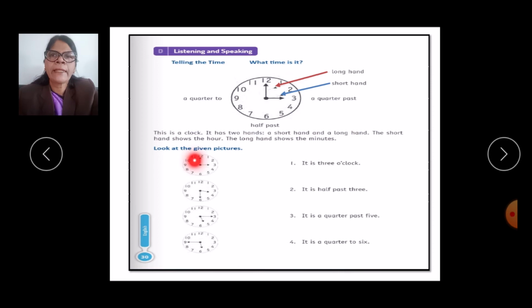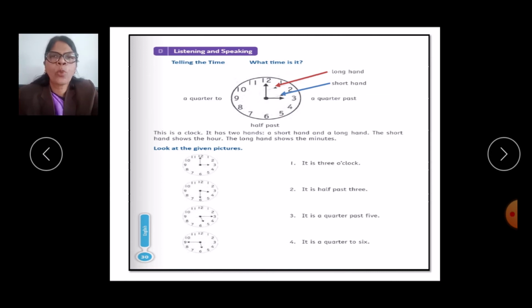Now look at the given pictures. Now can you tell me what time it is here? The short hand, can you see what time the short hand is? Can you see? Where is the short hand? So we can say it is 3 o'clock. Then here, the next one. Here, it is half past 3. Half past 3 means 3:30.